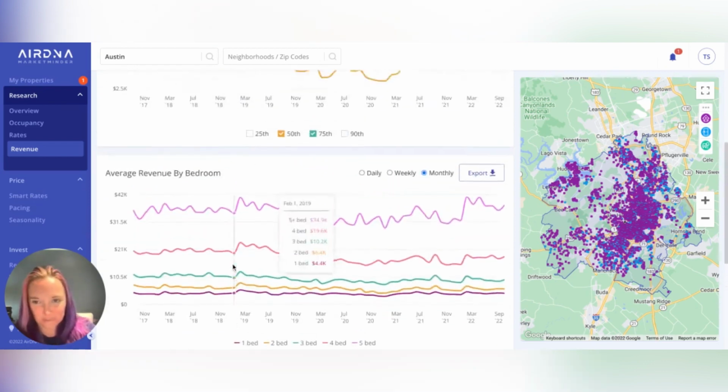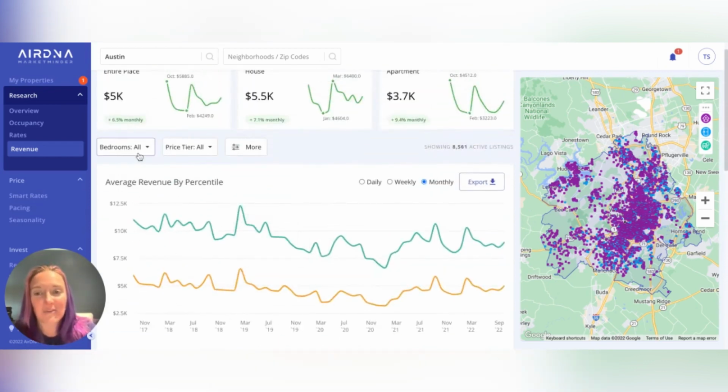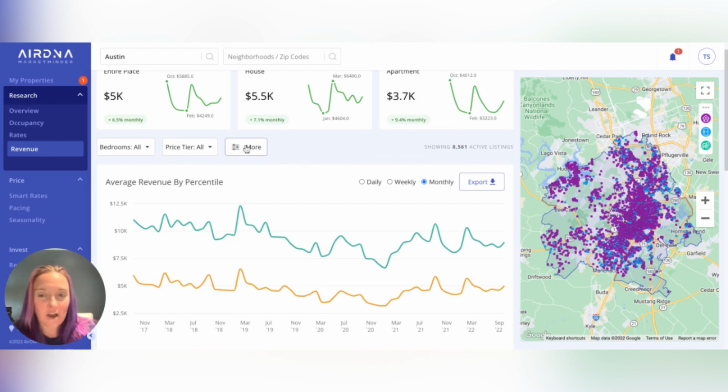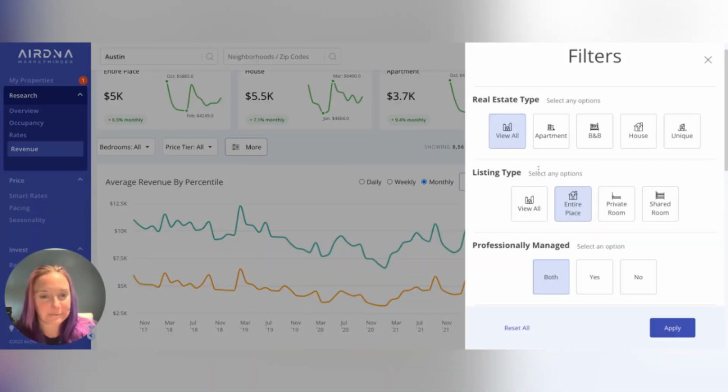But back to the filters. So up here, again, we have bedrooms, price tiers. We have a whole video on this, but basically we take the ADR for all of the properties in a market, chunk it up into 5 buckets, and then we get these price tiers. So you can see which price tiers are performing how well for revenue. But then we have a ton more if you open this More button.